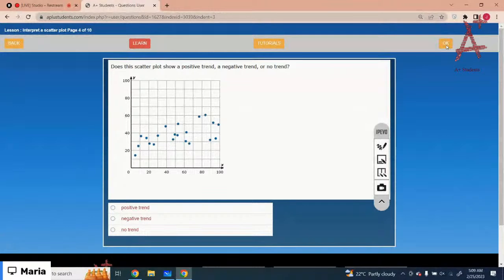Does the scatter plot show a positive trend, a negative trend, or no trend? As x values are increasing, y values are also increasing. It shows a positive trend.